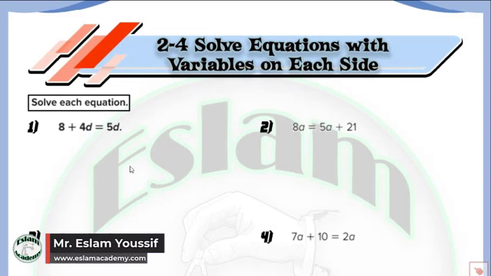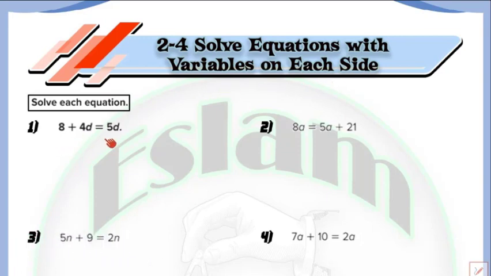In this video, we are talking about solving equations with a variable on each side. Suppose that we have an equation with a variable at the left and a variable at the right. How can we solve the equation? As we said before, solving an equation means finding the value of the variable which makes the left hand side equal to the right hand side. So how can we solve?